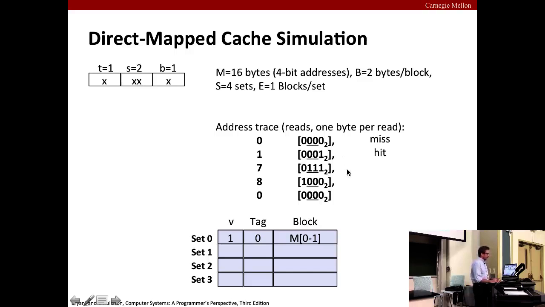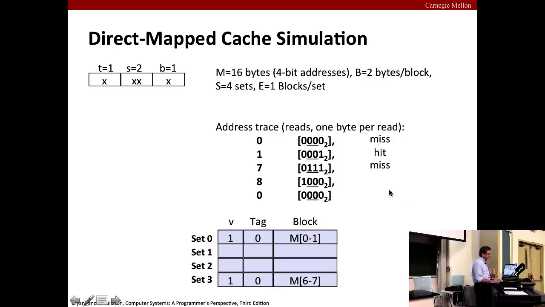Okay, now we get address 7. So the cache extracts the set index bits, which in this case are 1, 1, or 3 rather. It looks in set 3. There's no valid bit, so that's a miss. And it loads the data from memory that spans bytes 6 and 7. And in this case, the tag bit is 0. Okay, so we record that in our metadata.